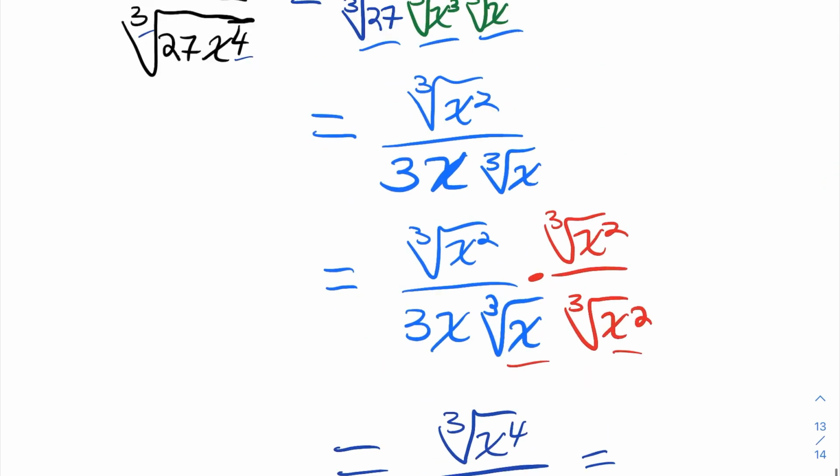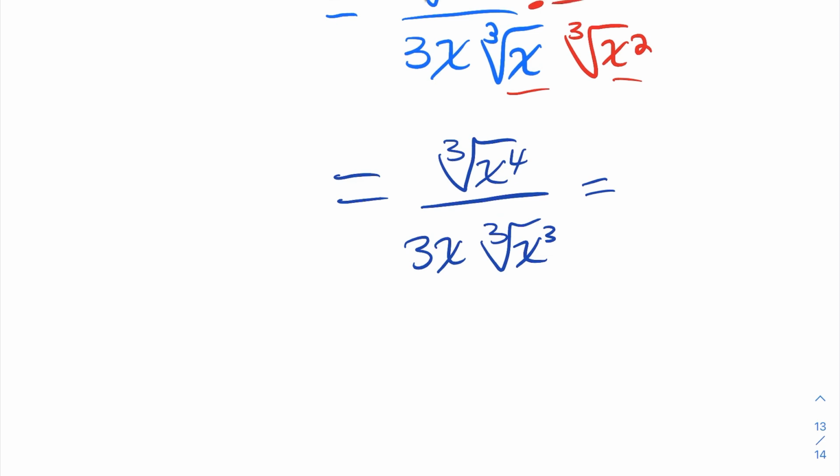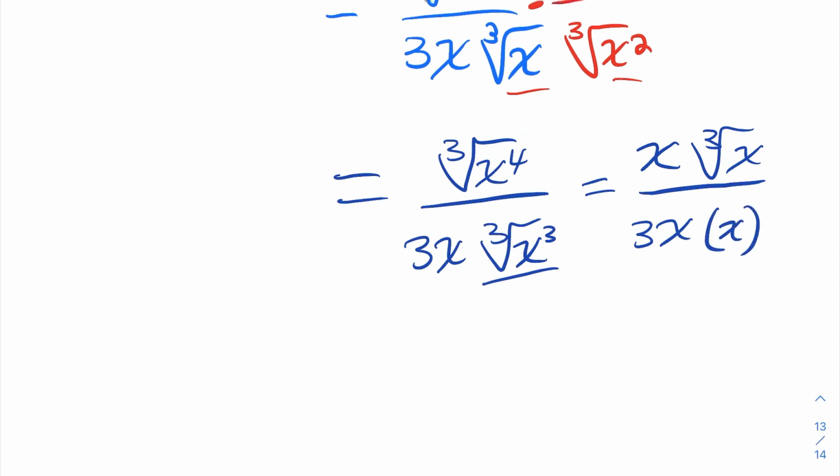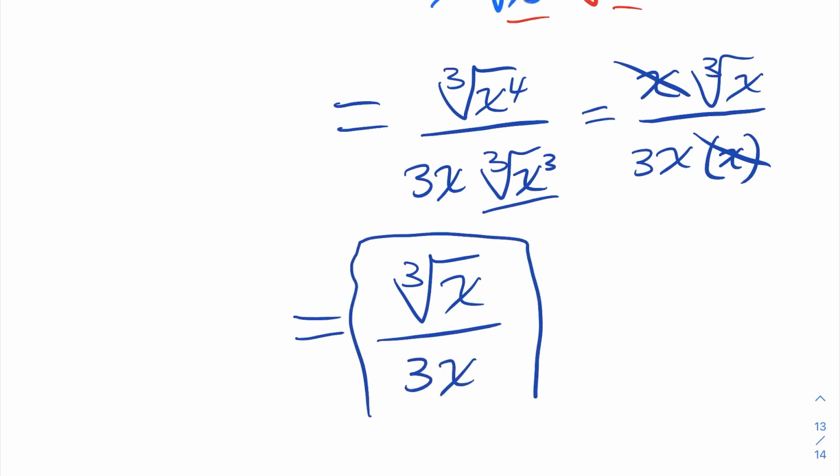The numerator, we already know what that simplifies to because we already simplified that to x times the cube root of x. The bottom is 3x, and the cube root of x cubed is just another x, and one of these x's will cancel. So my final result then is the cube root of x over 3x. And that's the final result.